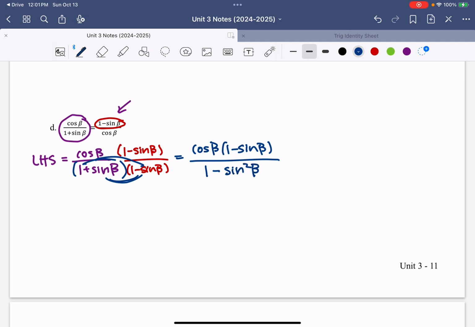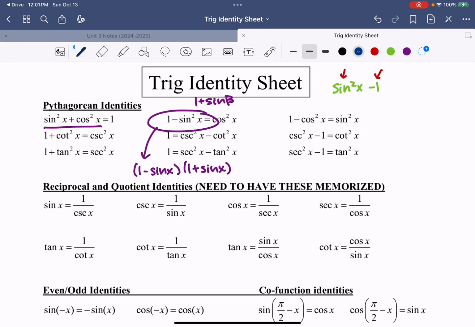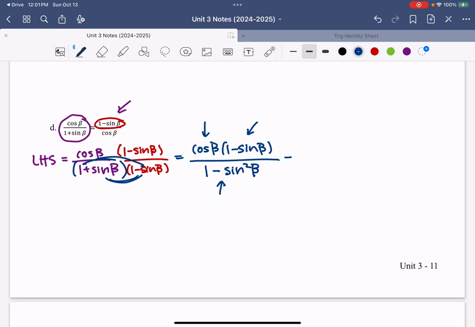All right. Okay, so from here, I see that I've introduced my 1 minus sine beta. What I need to do is get rid of the cosine beta from the numerator, and I also need to introduce a cosine beta into the denominator. Good news for us is that 1 minus sine squared beta is a Pythagorean identity. Let's see. So I know that 1 minus sine squared x is equal to cosine squared x, so I can make that substitution.